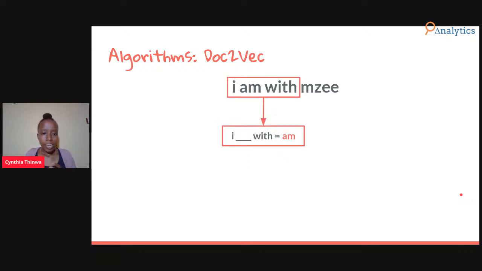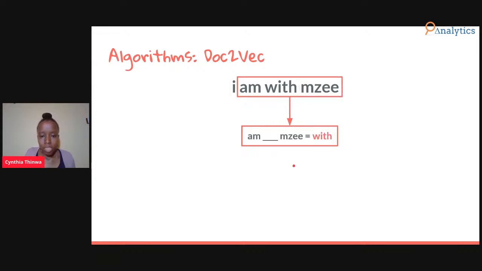And then the second aspect of the algorithm is another task that it does. It tries to fill in the blanks on what the correct answer is. If you remember broken passages in English, it works in a similar way. So we give 3 words to the algorithm, but we want it to predict the middle word. So I dash with, the correct answer is am. And then am dash mzee, the correct answer is with.